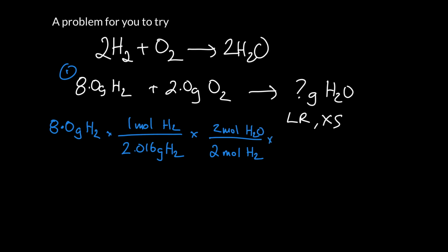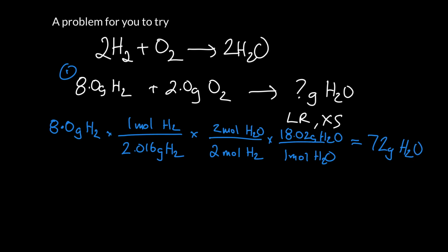And then we need the molar mass of water. We know that 1 mole of water weighs 18.02 grams of water. So you just have to add up the weights of 2 hydrogens and an oxygen. And that gives you your predicted amount. And I get 71.5, so 72 grams of water.